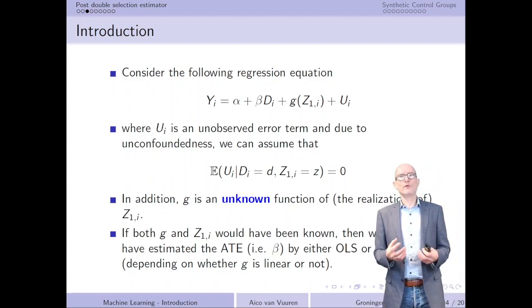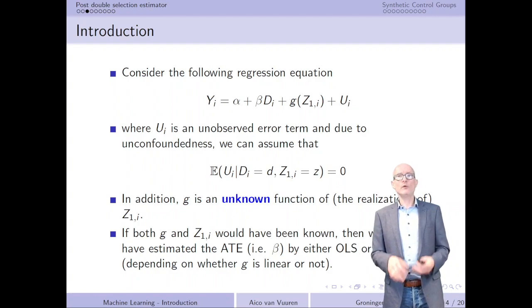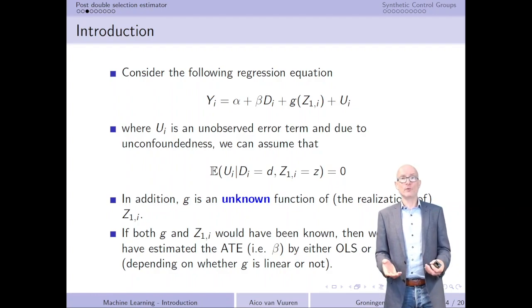But let us first ask ourselves the question: what would have happened if we actually would have known both g as well as z1i?